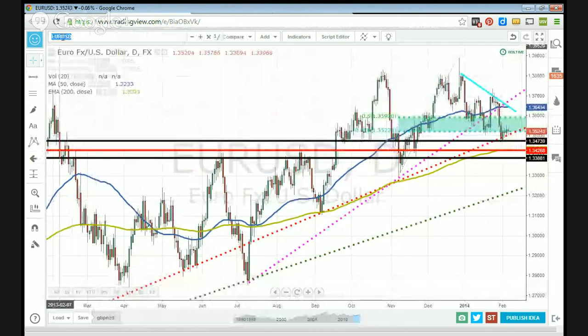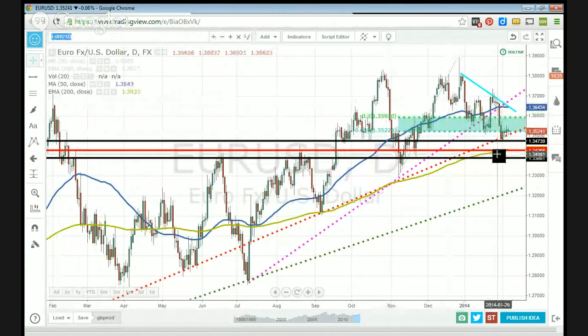So just waiting on this. I think there is going to be a volatility breakout. It looks like that is shaping up on the euro dollar. Still could be a while. We're in a bit of a holding pattern.